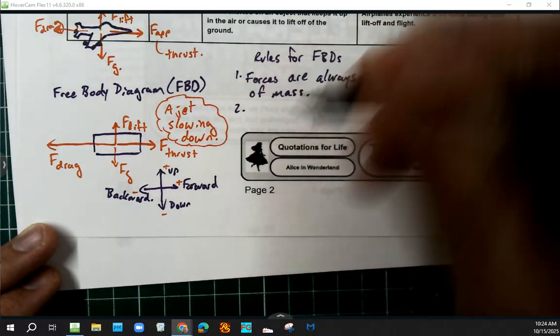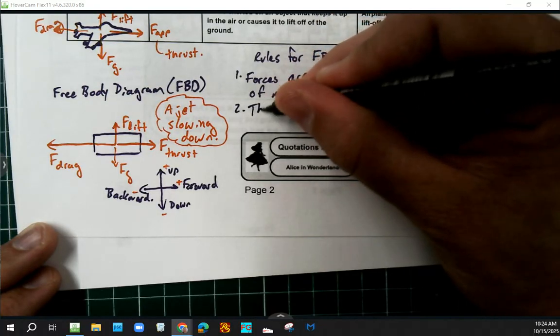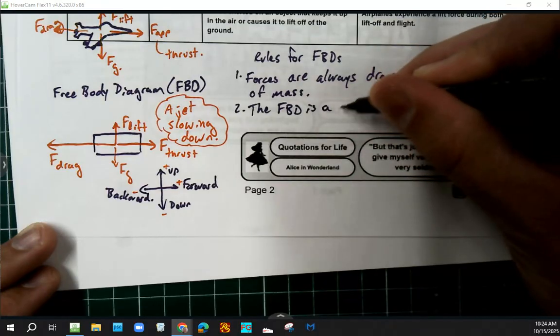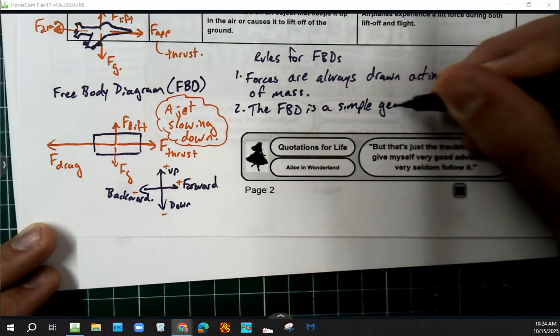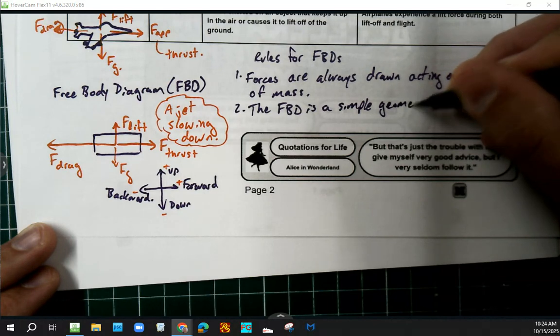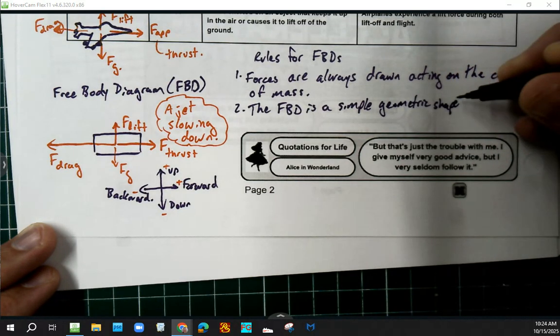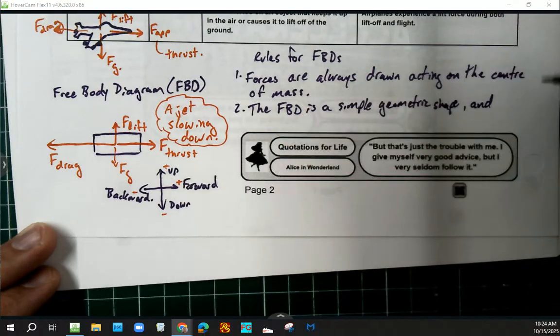Rule number 2, the FBD is a simple geometric shape, and does not look like an object that it represents. Unless it's a box.